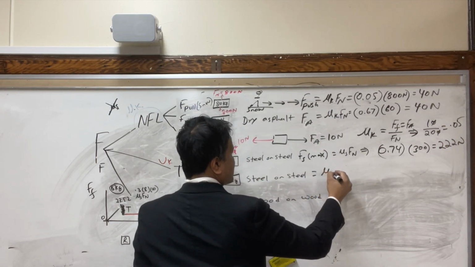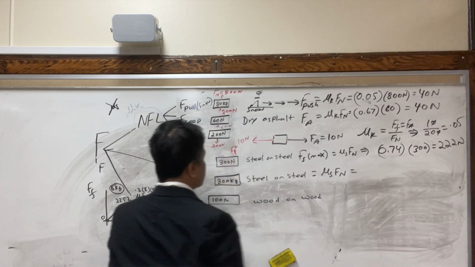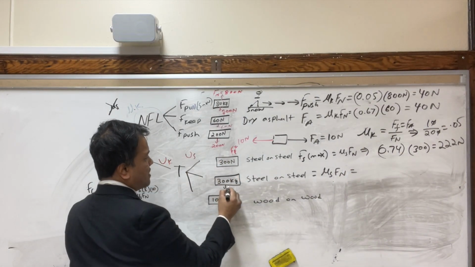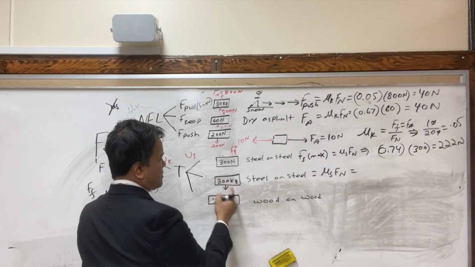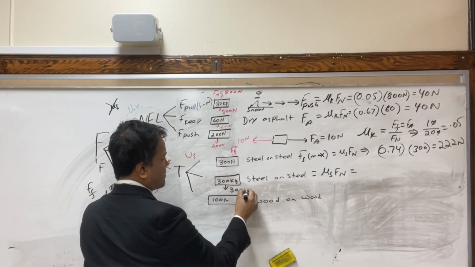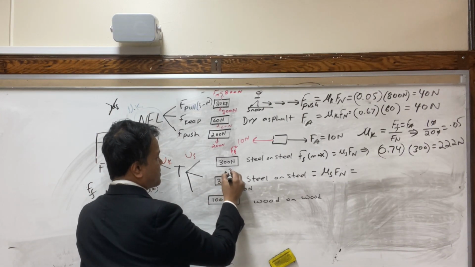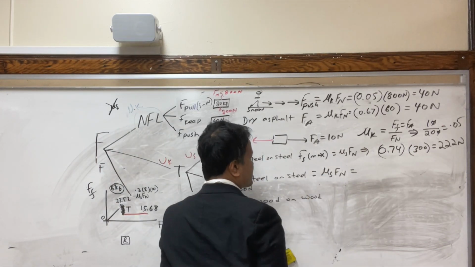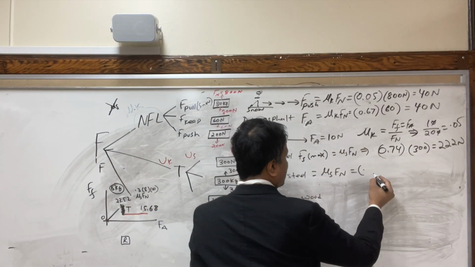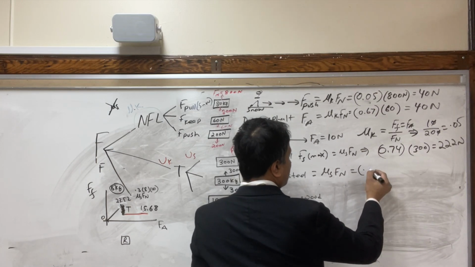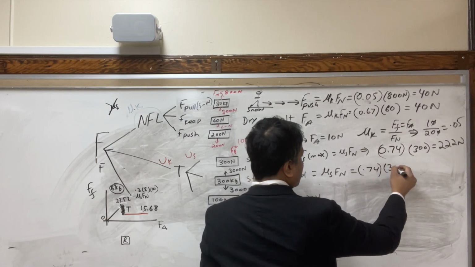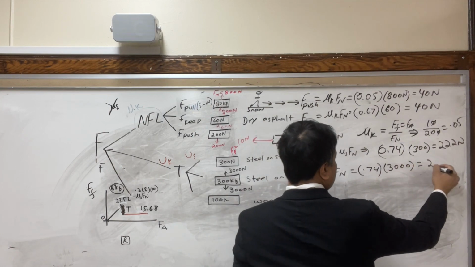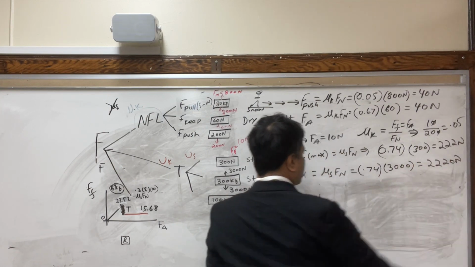And this is mu s Fn. So you have to make it weight. This is not weight. So 3000 Newton. So this must be 3000 normal force. Mu s, what is mu s? Mu s is 0.74 times 3000. So it's 2220 Newton.